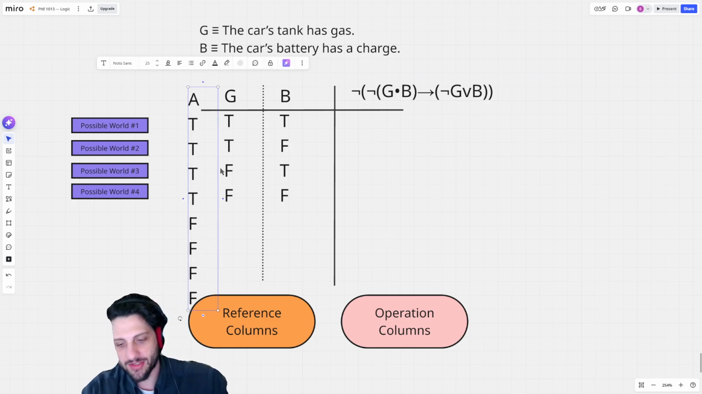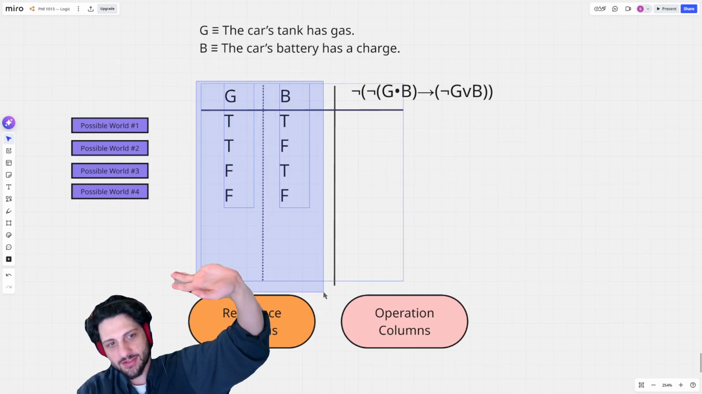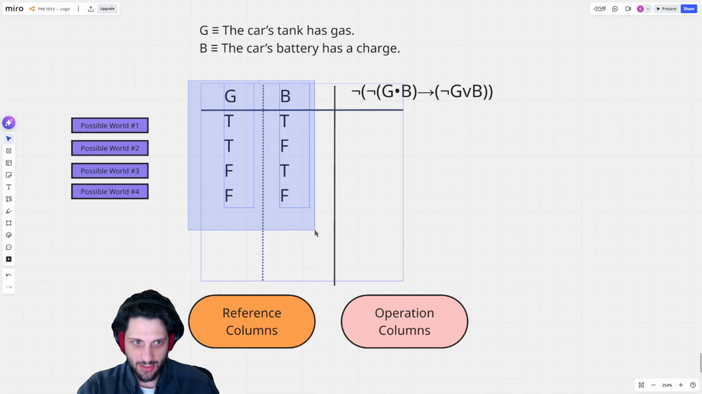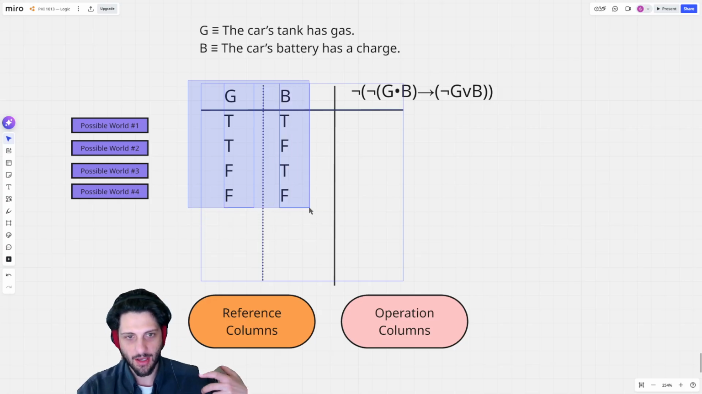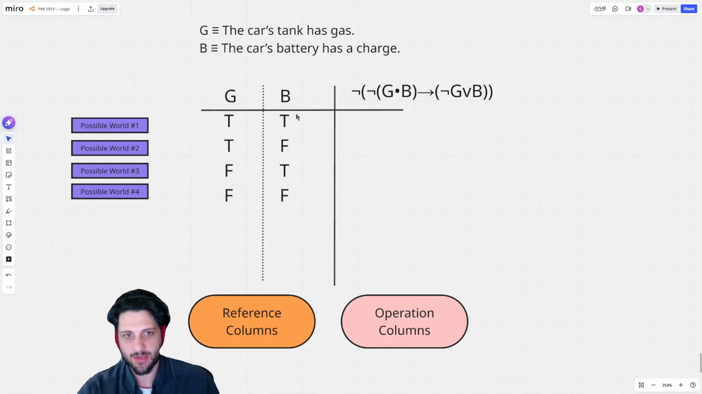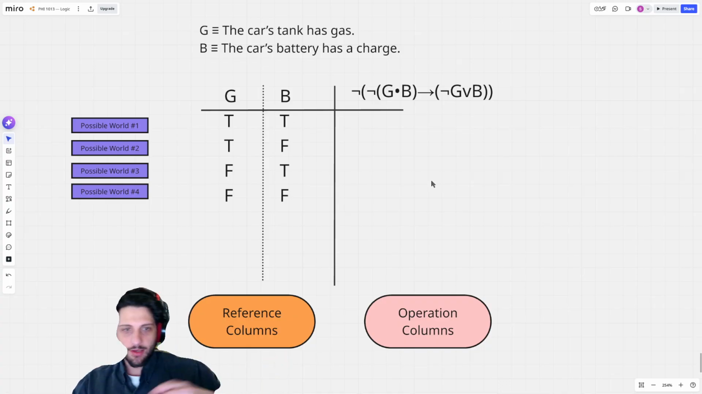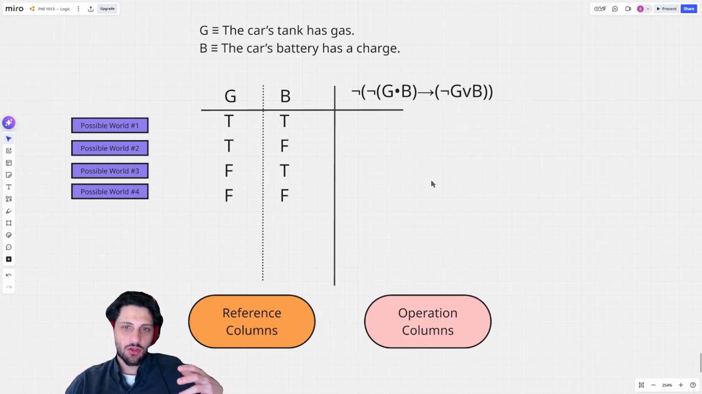But anyway, the point of all this is just to say we're going to put our reference columns on the left side, which are just going to capture all of the possible ways in which the atomic statements might occur. And then on the right side, we call these operation columns, because this is where we take the reference columns, and based on the connectives, we determine the truth value of these more complicated statements.